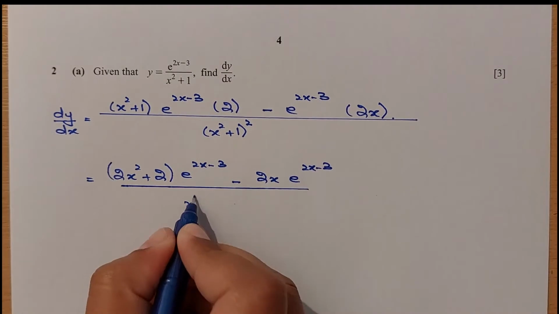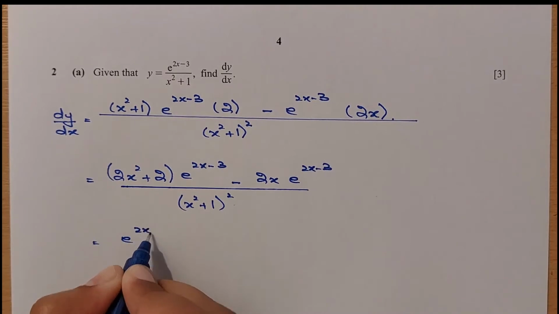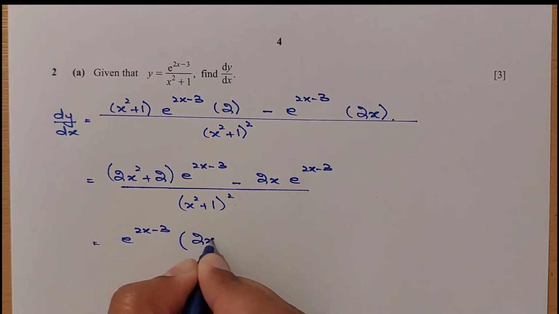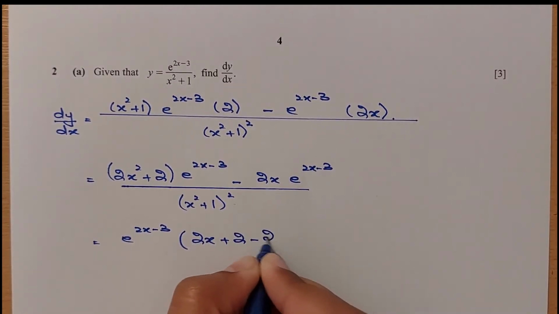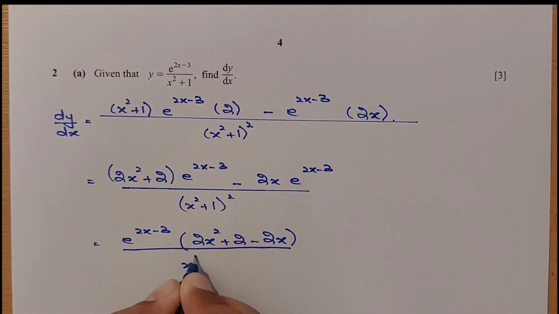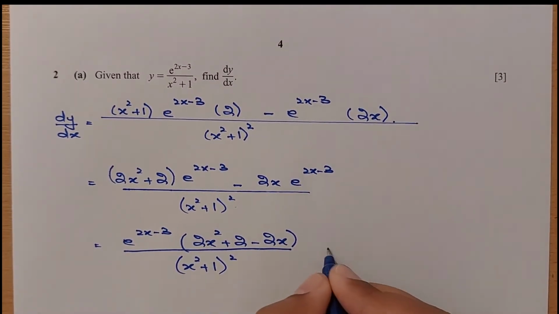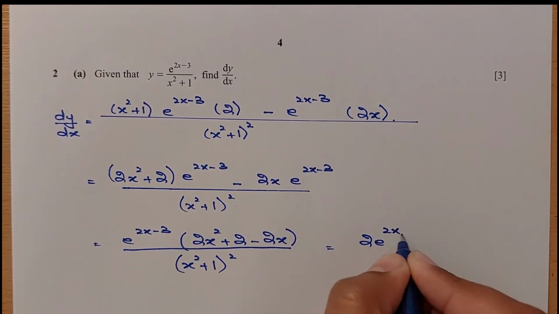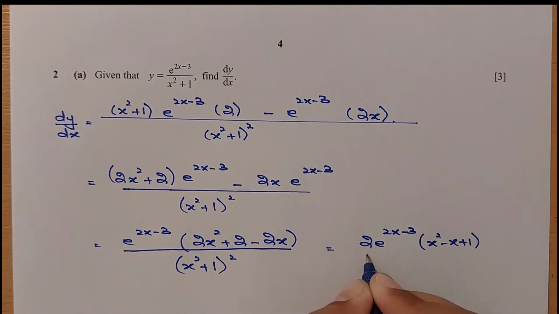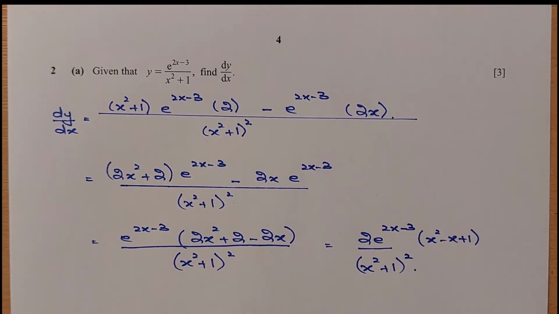Let me keep it as it is. No need to open the square. So simplify the numerator: e^(2x-3), and the numerator term we have is 2x² + 2 - 2x, this is squared, and then divided by (x² + 1) whole squared. Okay, so let me take 2 common as well. So 2e^(2x-3)(x² - x + 1) divided by (x² + 1) whole squared. So that is the first derivative.